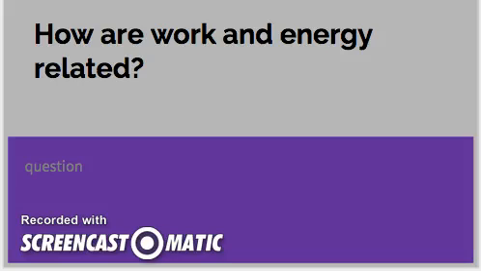It's great to see you, and we're going to be taking a look at work today and how work is related to energy. So let's get started. Get out your notebooks and let's write these notes down.